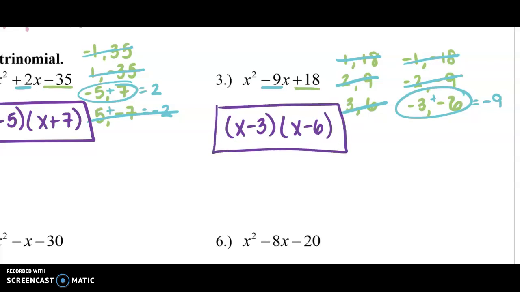Okay, and a quick tip that you can think about is if what it's multiplying to is positive, but what it's adding to is negative, you know you only need to care about the negative factors. The positive ones won't work because they'll never add to be a negative number.